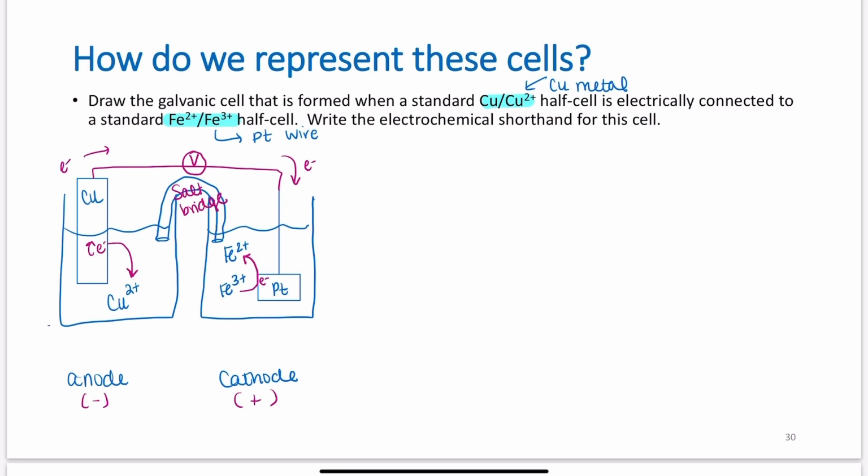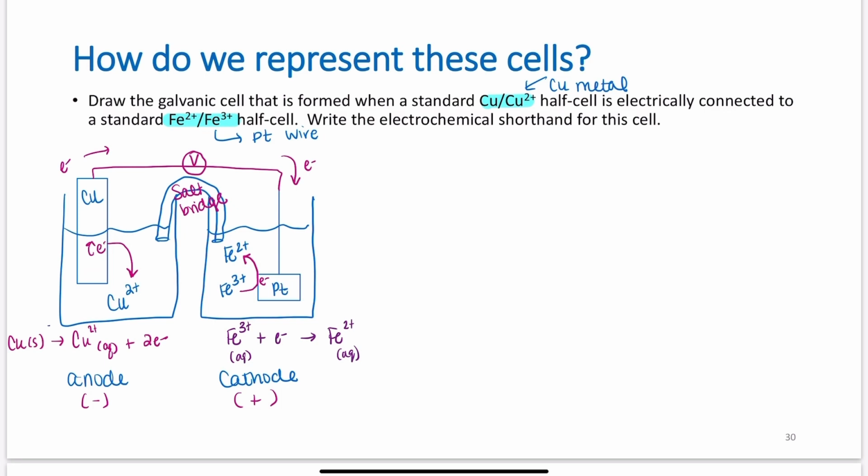What are my half reactions? I've got copper solid reacting to form copper 2 plus, and giving up 2 electrons. Whereas over here, I have iron 3 plus gaining an electron to form iron 2 plus. And remember, if they are ions, they are aqueous in solution.